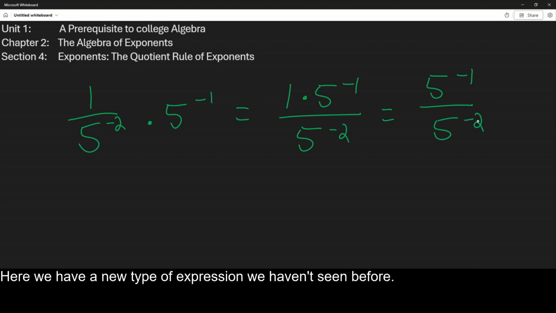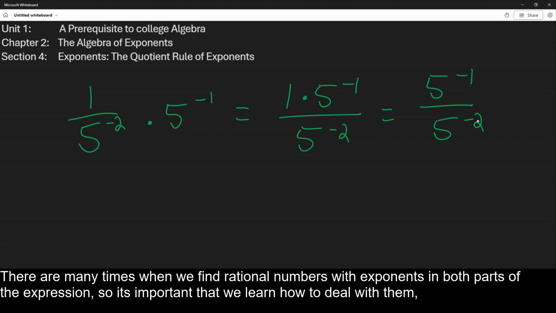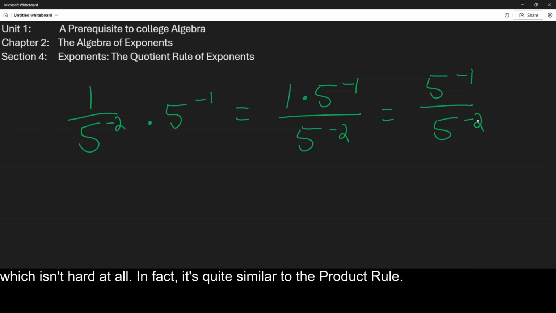Here we have a new type of expression we haven't seen before, a rational number with an exponent in both the numerator and the denominator. There are many times when we find rational numbers with exponents in both parts of the expression, so it's important that we learn how to deal with them, which isn't hard at all. In fact, it's quite similar to the product rule.